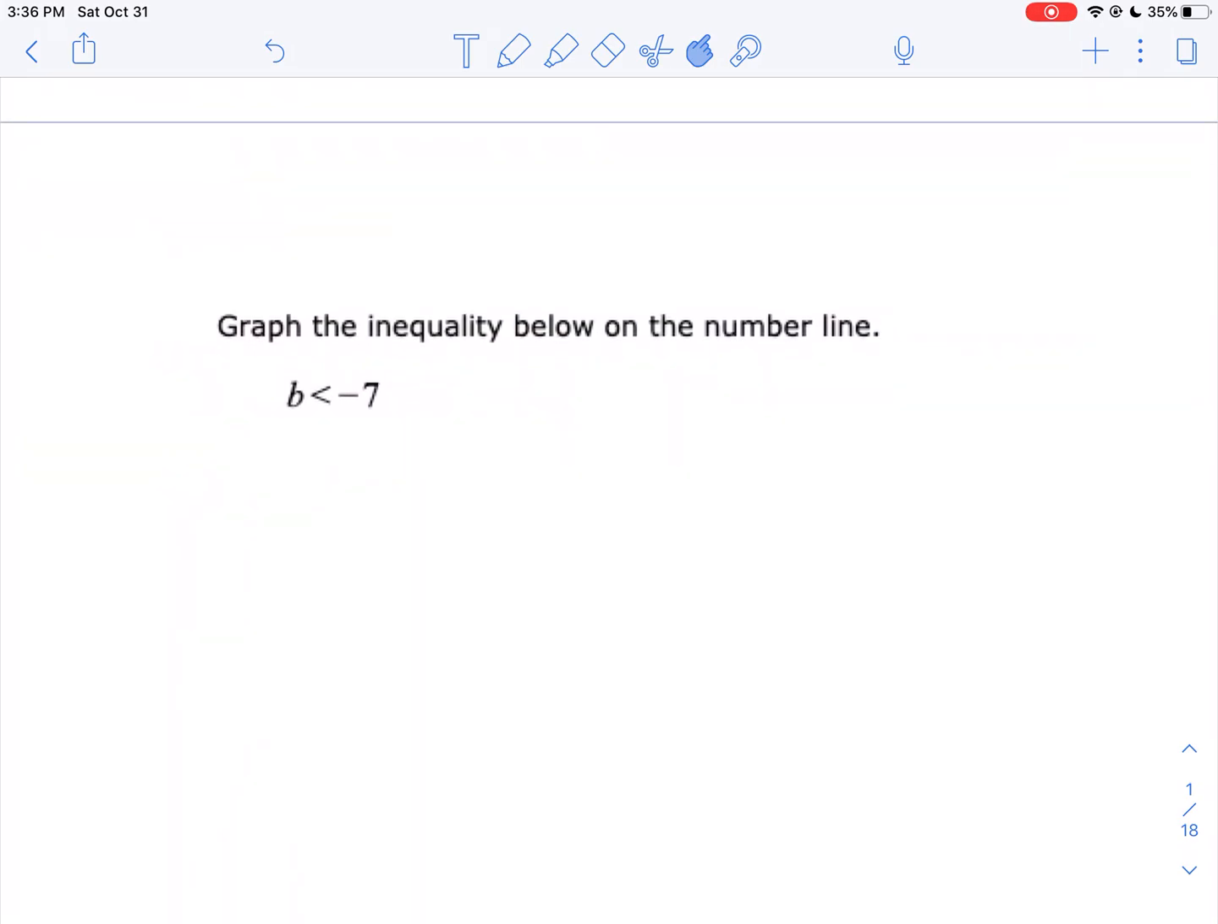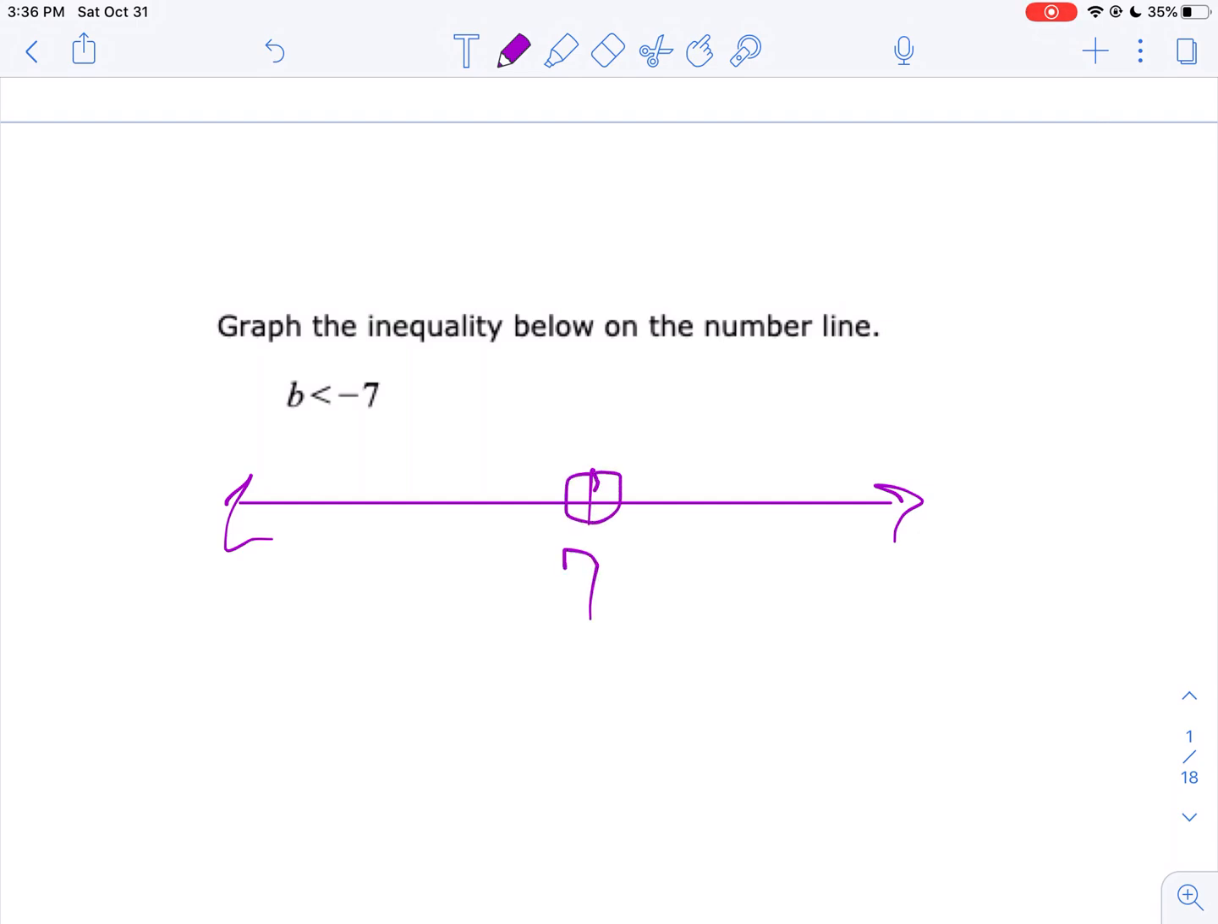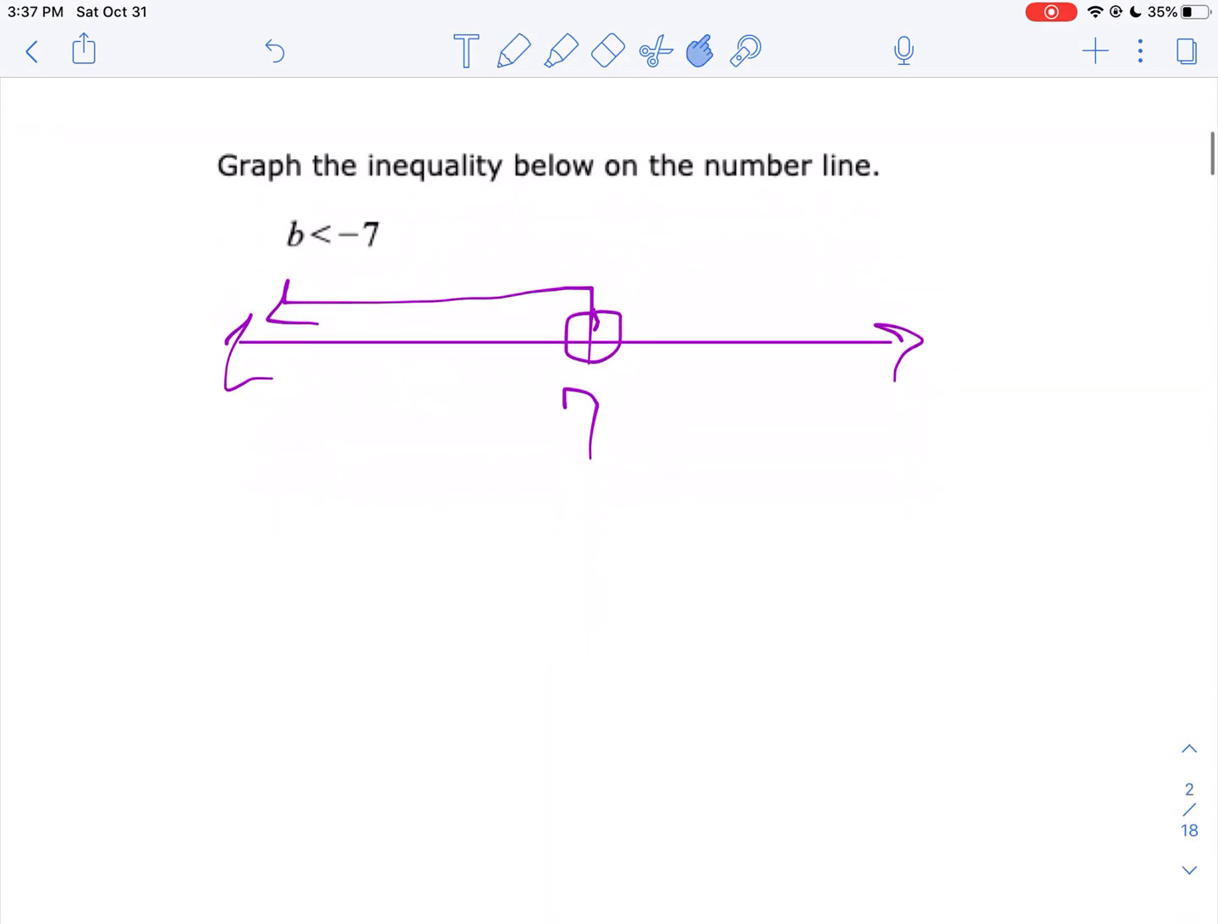We're going to graph this inequality. I think you were thinking it was an absolute value or something. All you had to do is negative 7, open circle, because it doesn't include negative 7, and graph to the left. You had like positive 7 on your answer. I don't know what you were doing there.